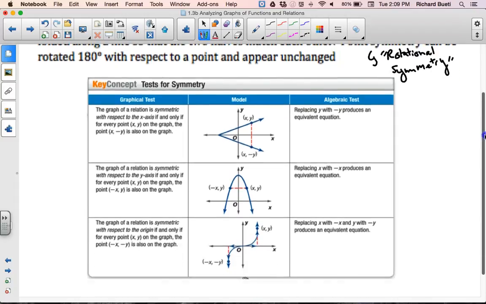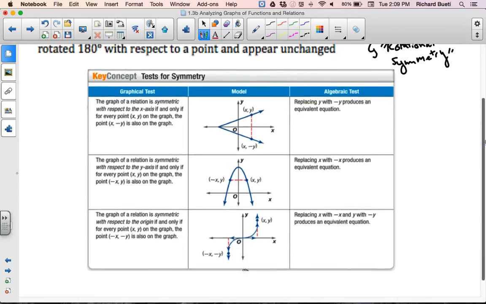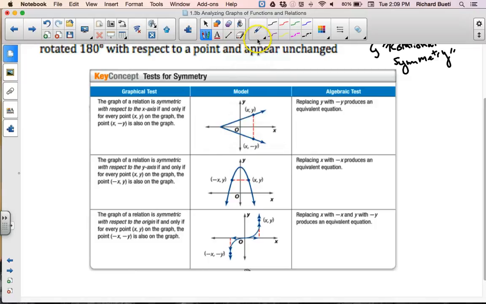We have three different tests. First off, we have symmetry with respect to the x-axis. We have symmetry with respect to the y-axis. So let me highlight some things for you. I have symmetry with respect to the x-axis, symmetry with respect to the y-axis, and as I said, we have symmetry with respect to the origin. And this is going to be our rotational symmetry.